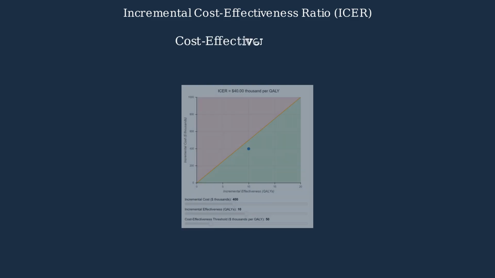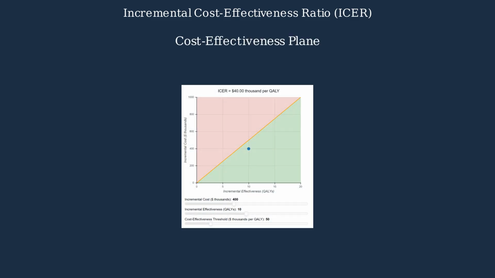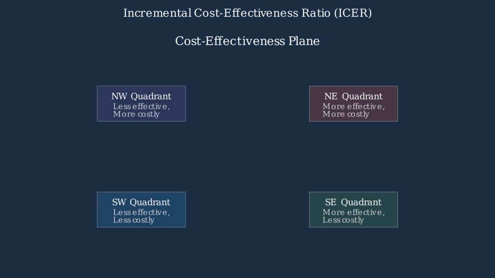The incremental cost-effectiveness ratio can be visualized on a cost-effectiveness plane. Each quadrant of the plane represents different relationships between costs and effects. The threshold line represents the maximum society is willing to pay for an additional unit of health outcome.